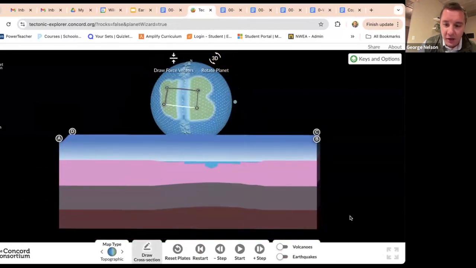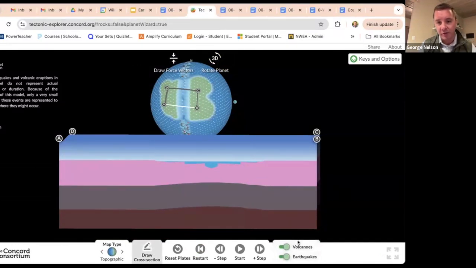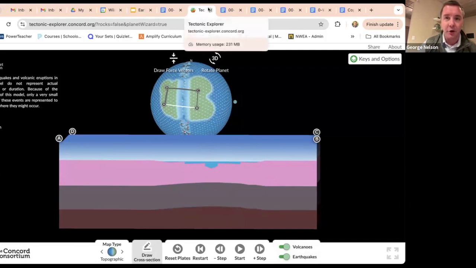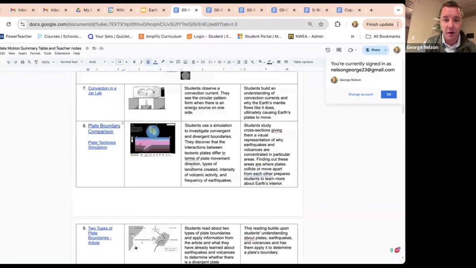And it gives you a key. There's a lot going on here. As it's going, you can start to see volcanoes and earthquakes. One misconception you try to get out of here is: are earthquakes and volcanoes causing the plates to move, or is it the other way around, that the plates moving is causing earthquakes and volcanoes? Another good free simulation there.